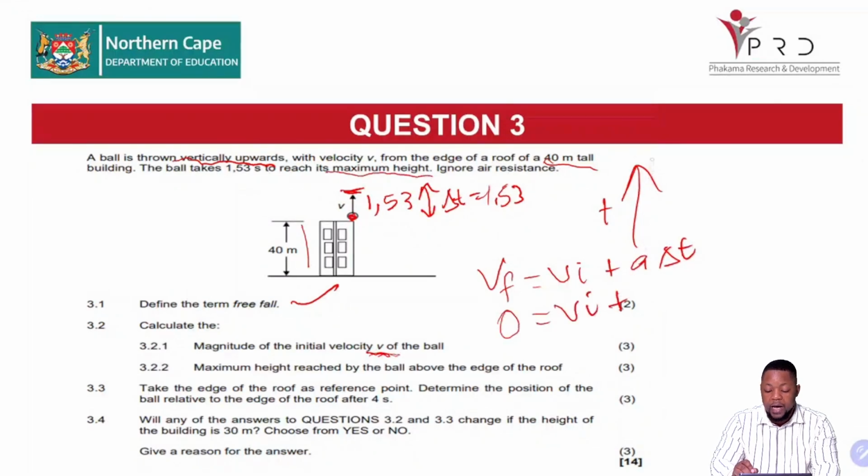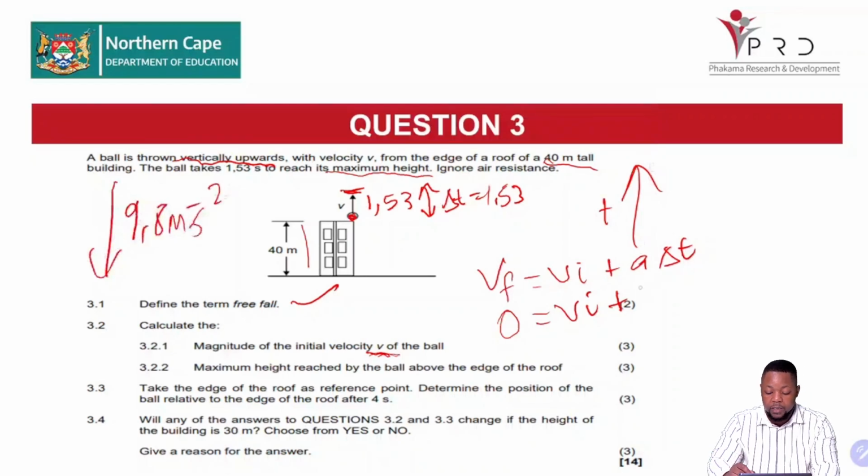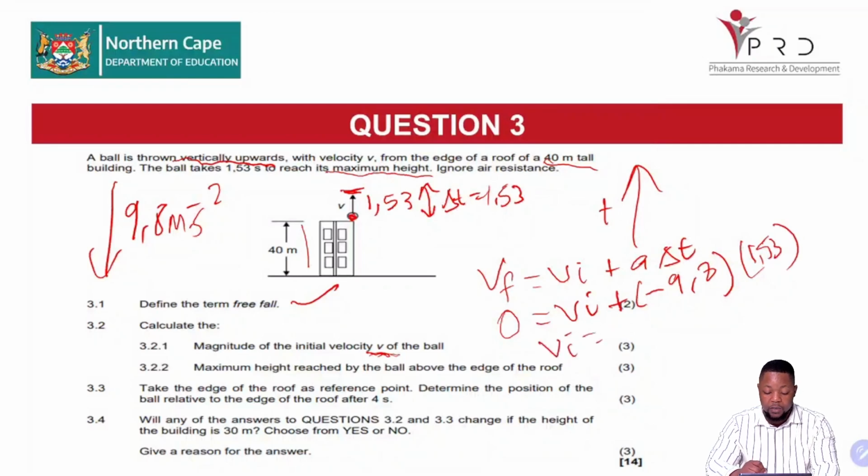But we chose upward as positive, and we know that our g is always going downwards, and its value is 9.8 meters per second squared. Therefore, here we must substitute negative 9.8 meters per second squared. And then the time from the point of launch to the maximum height is 1.53. Then you can work out with your calculator, and your initial velocity must be positive because it's going upwards, and you chose upwards as positive.